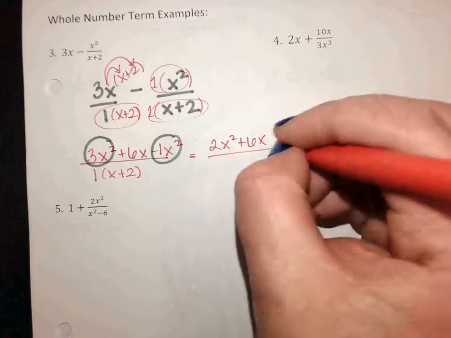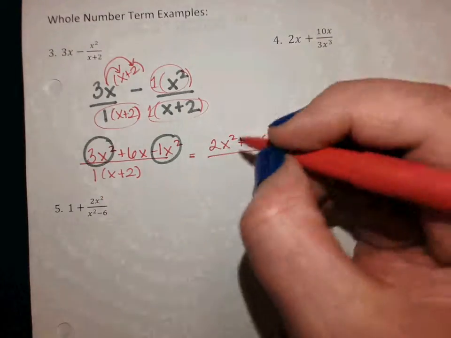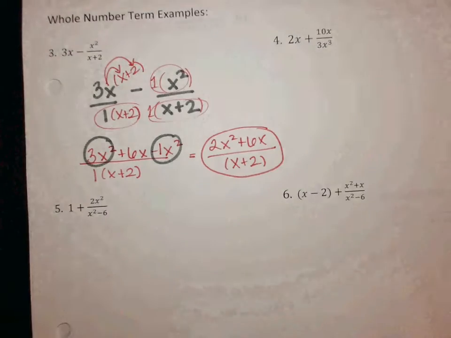Plus 6x over. Okay, now at this point, I'm not going to keep writing the 1 just because we don't really need it. So I'm going to put just x plus 2. If you do put the 1, it's not wrong. You just don't have to. Okay? All right, take a look at number 4.